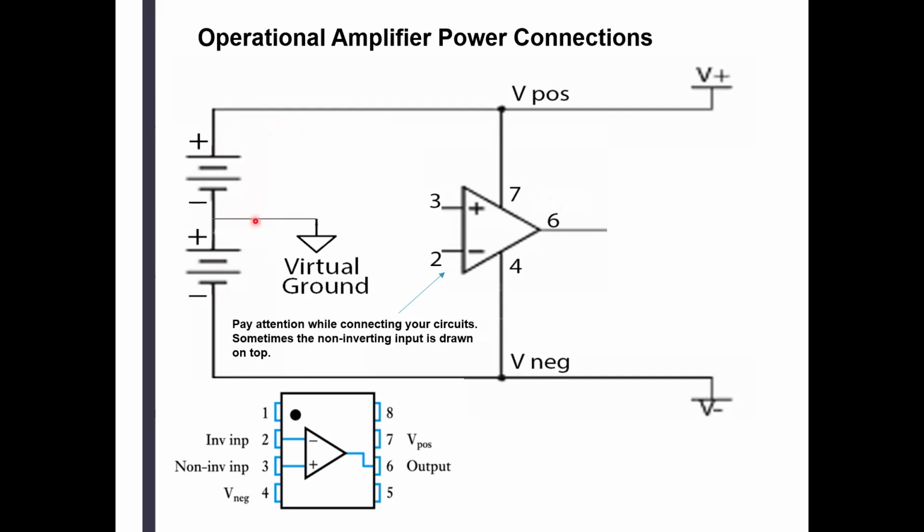But look, from here, you're going down. So you go down, down, down, down, down. It's going to be minus 15 volts. So here's your positive power supply rail. Here's your negative power supply rail.